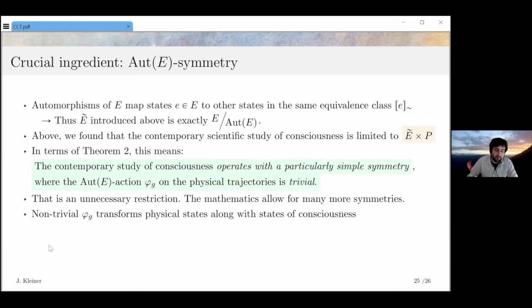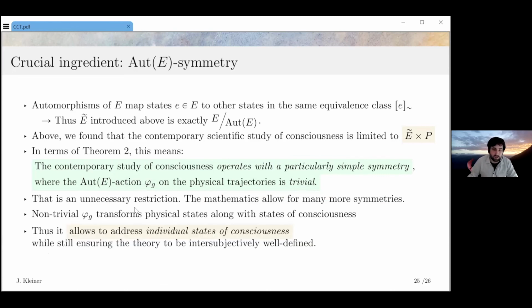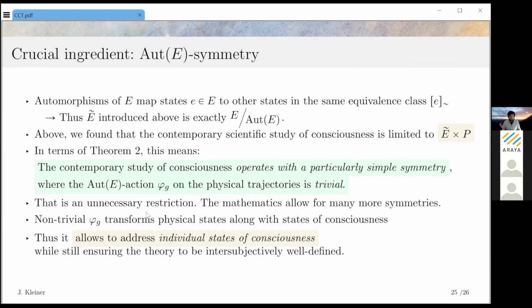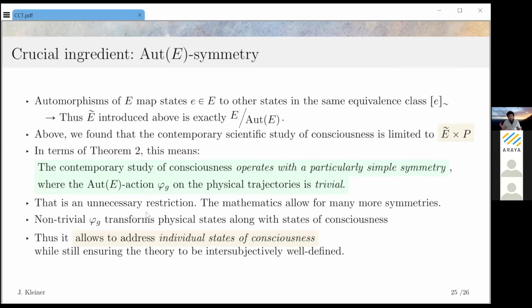And the crucial point is that the non-trivial phi g transforms the physical states along with the states of consciousness. And therefore, it allows us to address individual states of consciousness while still ensuring that the theory, which we consider, is intersubjectively well defined.